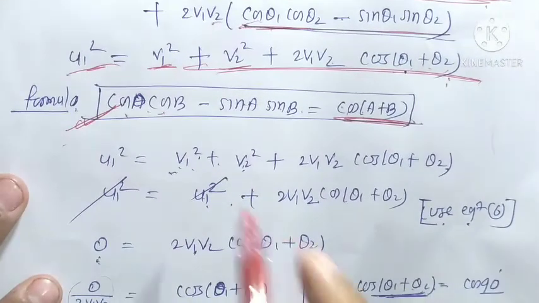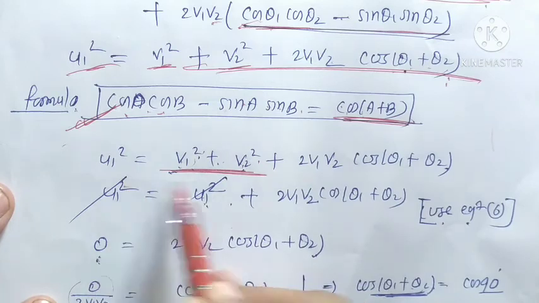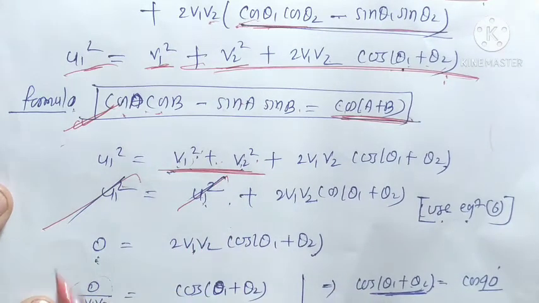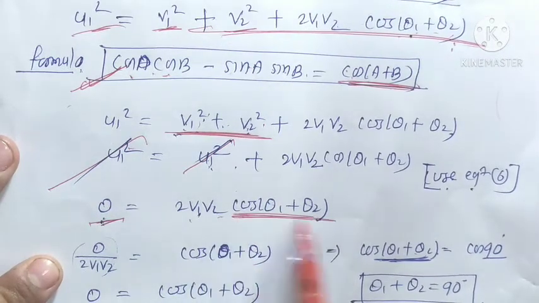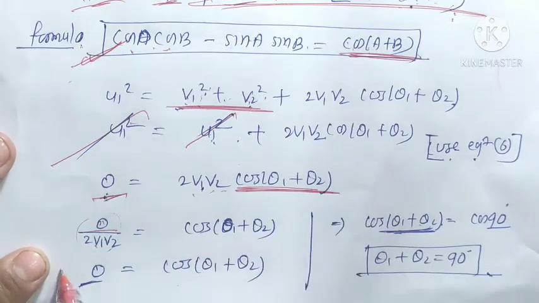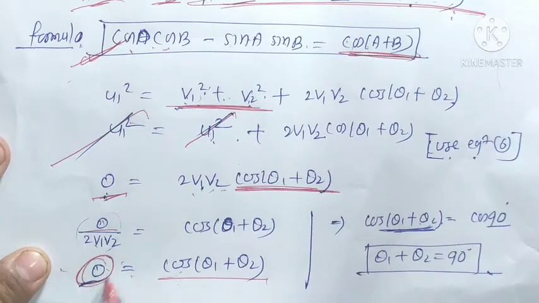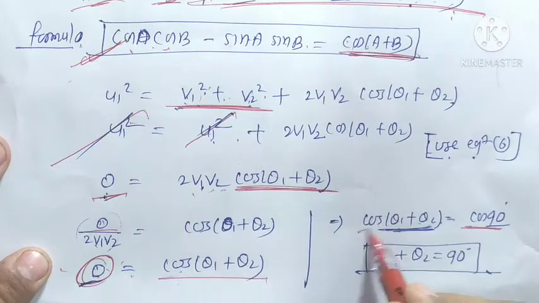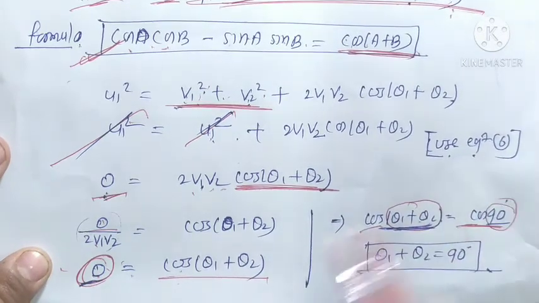We use this equation here. So finally we can write v1 square plus v2 square is equal to u1 square plus u1 square, and the u1 square terms will cancel each other. So what is left here is 0. The term 2v1 v2 cos(theta 1 plus theta 2) goes to the denominator, and finally it becomes 0. So 0 is equal to cos(theta 1 plus theta 2). We already know that 0 is equal to cos 90, since cos 90 is equal to 0, and cos and cos match. So theta 1 plus theta 2 must be equal to 90 degrees.